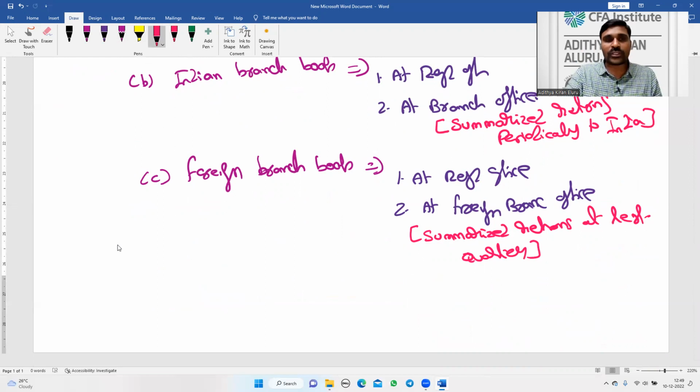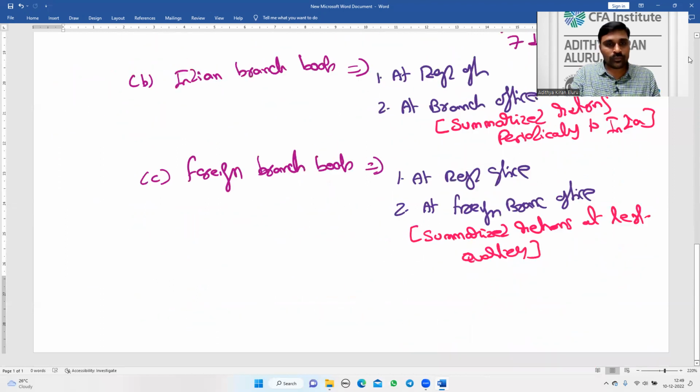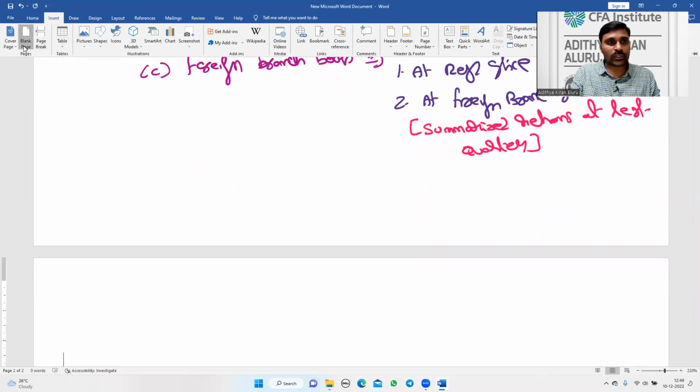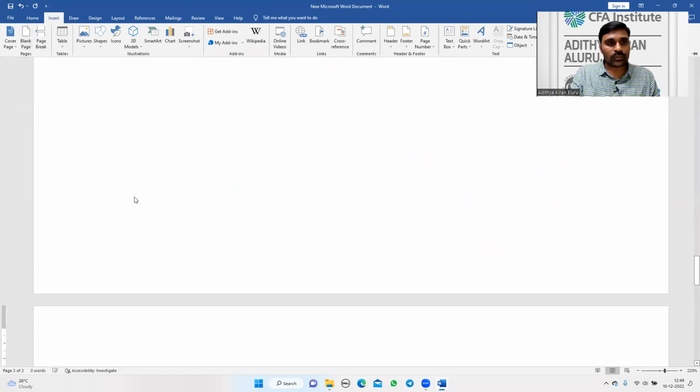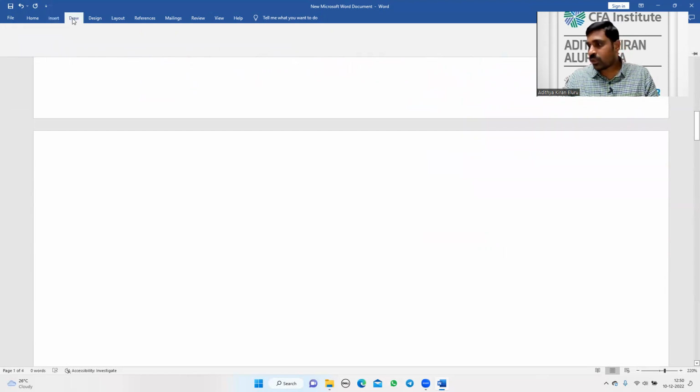Maintenance of books of accounts in electronic mode.